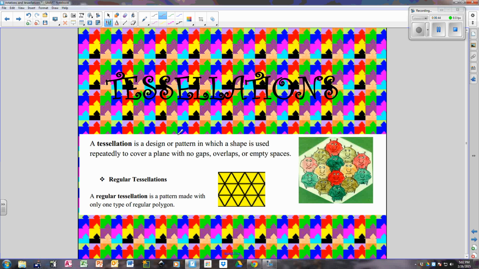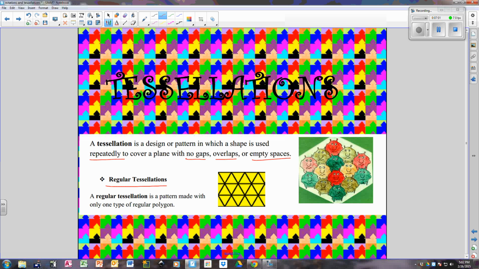A tessellation is a design or pattern in which a shape is used repeatedly, repeatedly being the key word here, to cover a plane so that there are no gaps, no overlaps, and no empty spaces. So everything fits together perfectly.